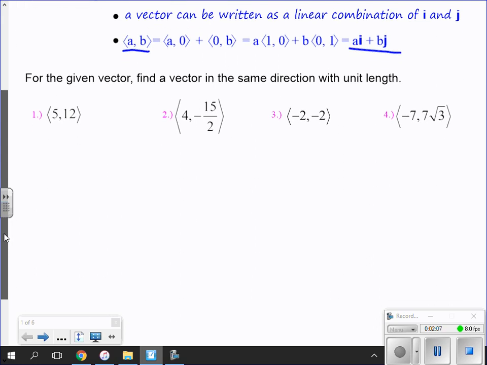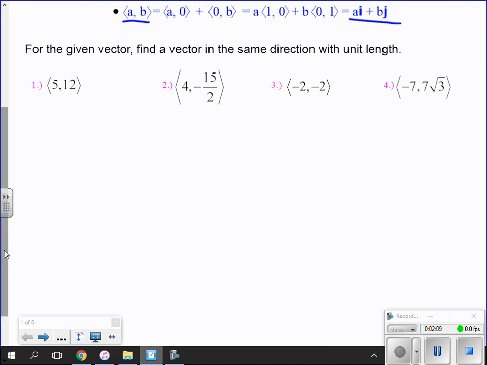So for the given vector, find a vector in the same direction with unit length. So in order to find it, what we need to do is find the magnitude. That's how you do it. You want to find a unit vector in the same direction. What you do is you have to find the magnitude and take that vector, divide it by its magnitude.